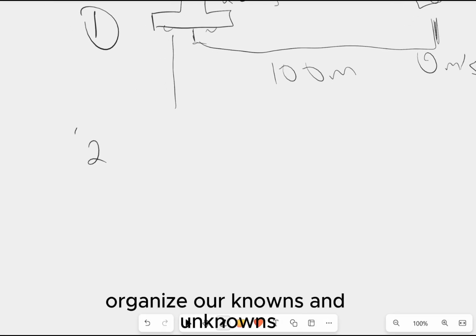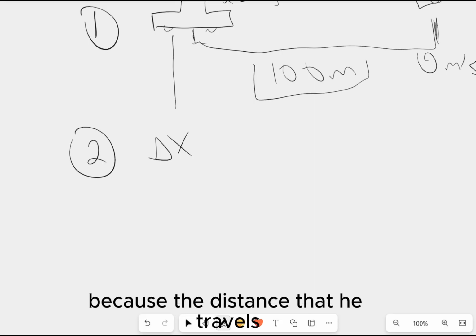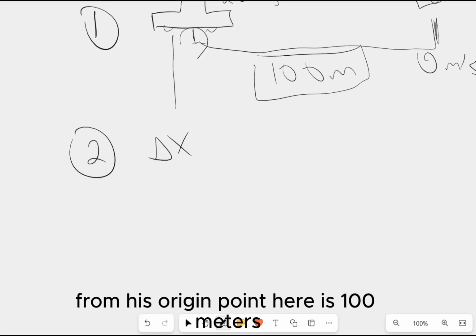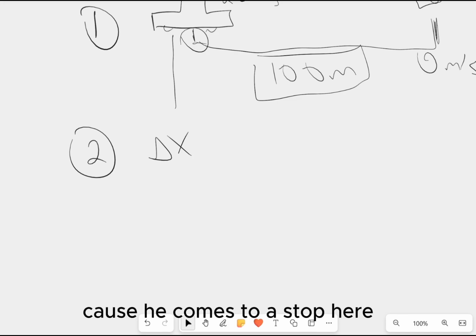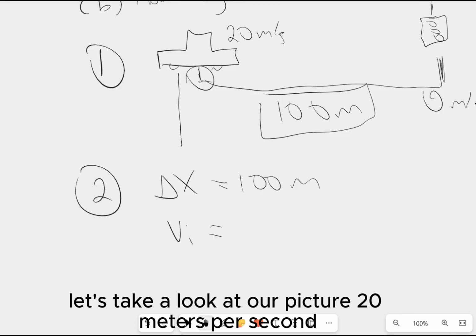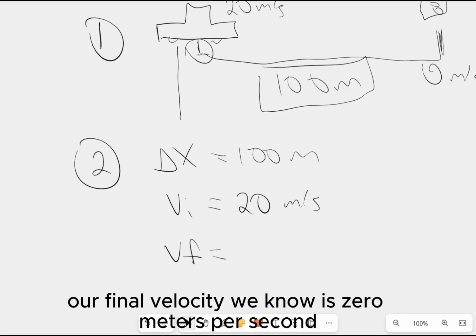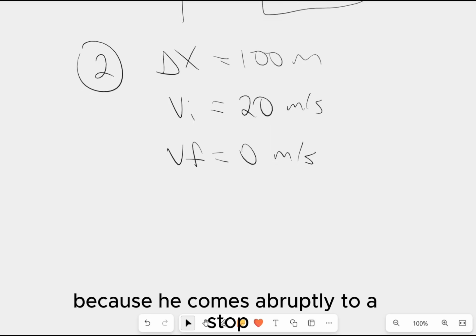So, delta x, do we know it? Yes, because the distance that he travels from his origin point here is 100 meters because he comes to a stop here. So, 100 meters. His initial velocity, let's take a look at our picture, 20 meters per second. Our final velocity, we know, is 0 meters per second because he comes abruptly to a stop.